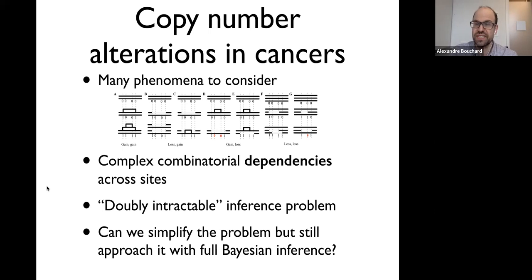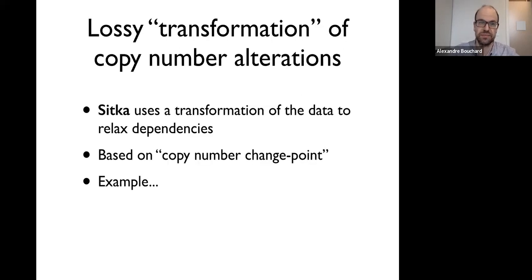In the Bayesian literature, these are often called doubly intractable inference problems, in the sense that even if I instantiate the unknown random variable, it might still be challenging to compute the distribution of this one configuration, let alone explore a set of possible configurations. So one question was: can we simplify the problem but still approach it with full Bayesian inference, i.e. with MCMC-style methods?